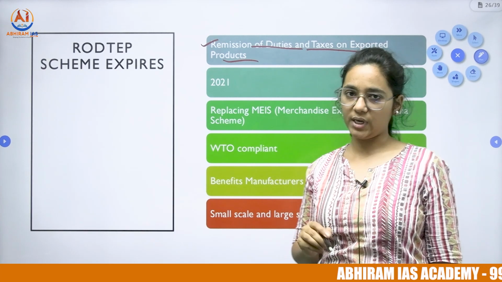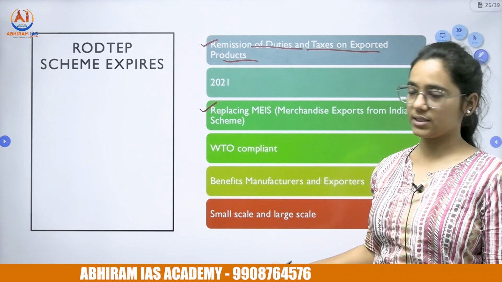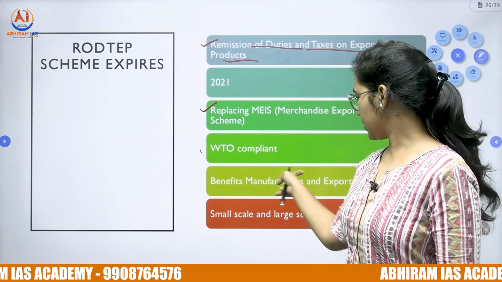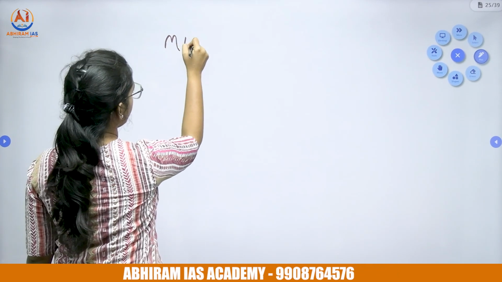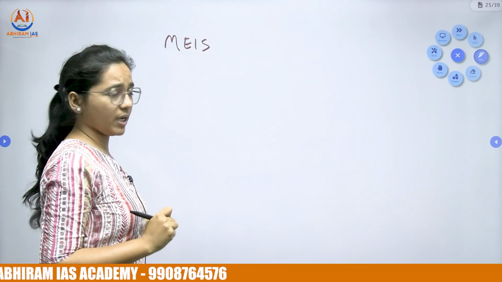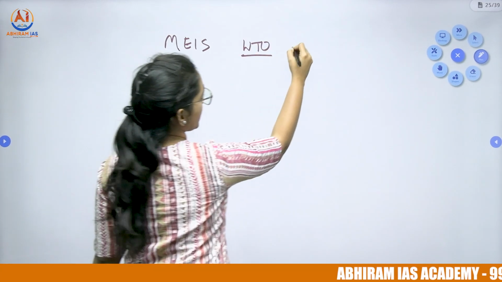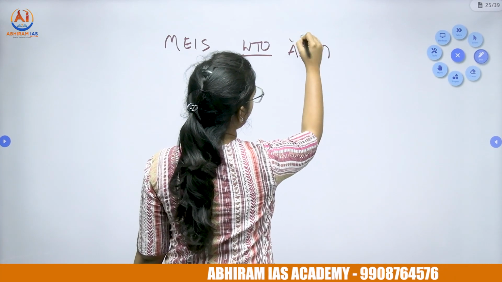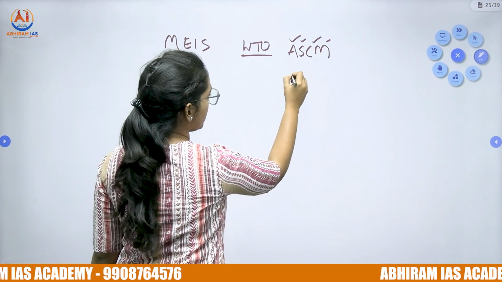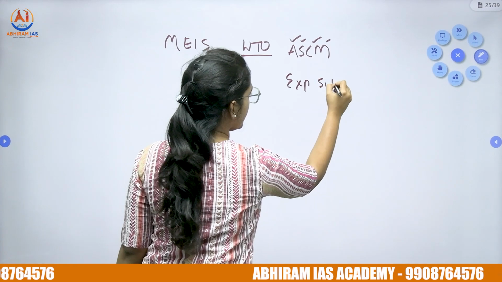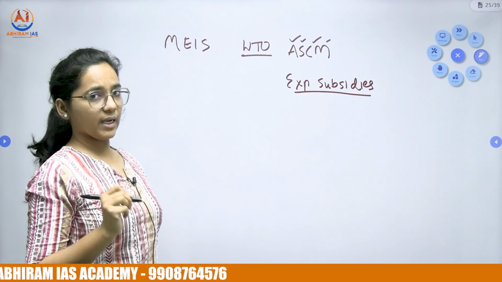It was launched in 2021 and it is replacing the MEIS, that is the Merchandise Exports from India Scheme. So why was it removed? Why was it replaced by this scheme? Earlier we used to have MEIS, the Merchandise Exports from India Scheme. However, it has a problem with the WTO rules under the ASCM, that is the Agreement on Subsidies and Countervailing Measures. So what is this agreement? This agreement is about export subsidies. It doesn't allow such export subsidies directly because they will distort international trade.